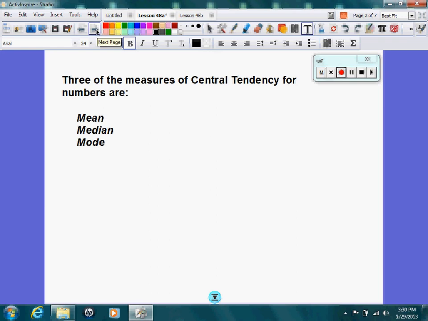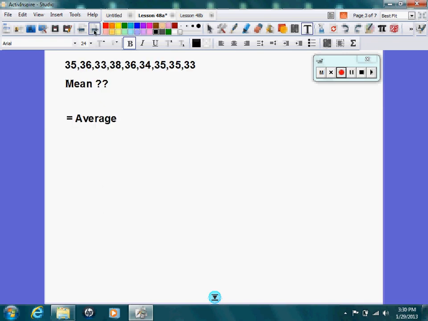There are three measures of central tendency for numbers, and these are mean, median, and mode. What do these represent? Well, a mean is simply an average. How do we get an average? We simply add the numbers together and divide by the number of numbers that we added together.